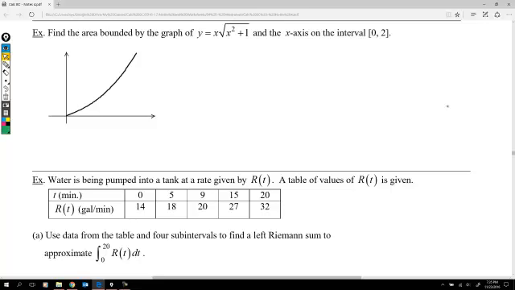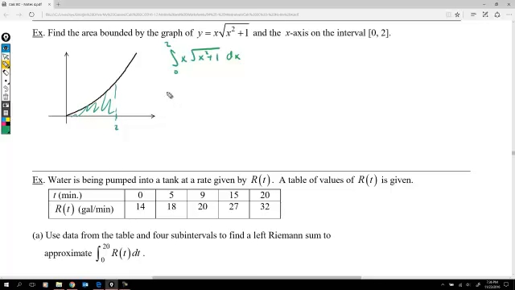Alright, so now they give us a picture. This function is x times the square root of x squared plus 1, from 0 to 2. So I'm looking about here. I'm trying to find this area, so I take the integral from 0 to 2 of x times the square root of x squared plus 1 with respect to x. That's how I'm going to set this up.